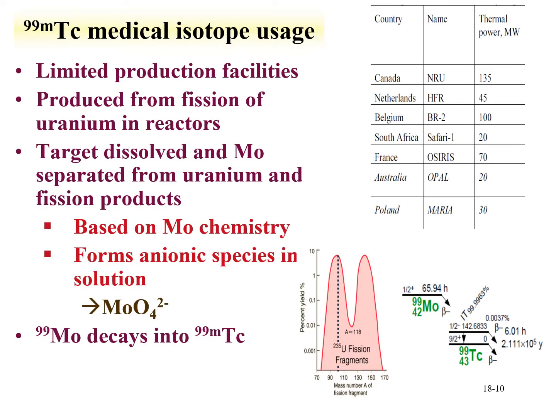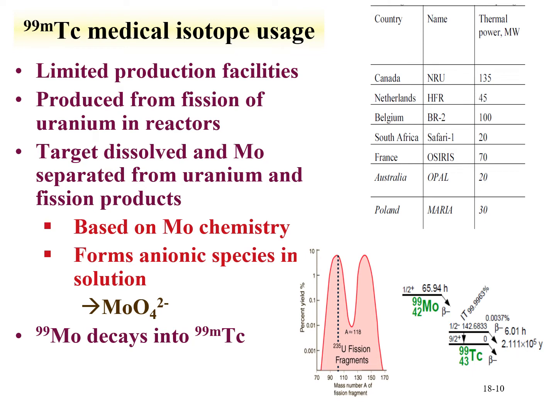Technetium-99m has a number of limited production facilities. Shown here are basically the worldwide production facilities for technetium-99m, which is produced through the fission of uranium in reactors. This line here shows the fission yield for molybdenum-99. It's a very high fission yield.